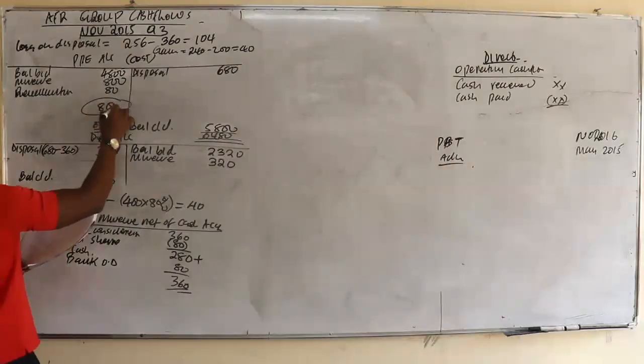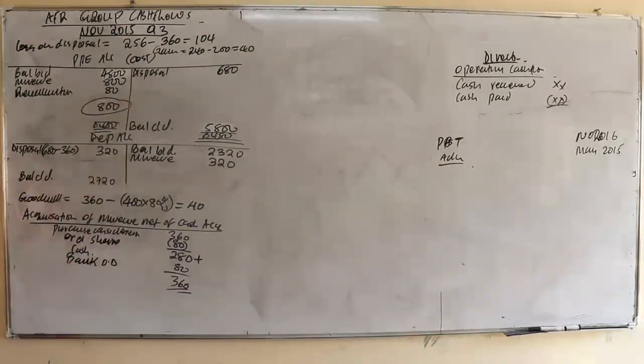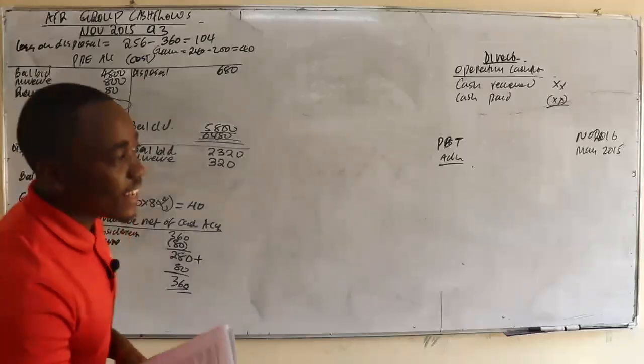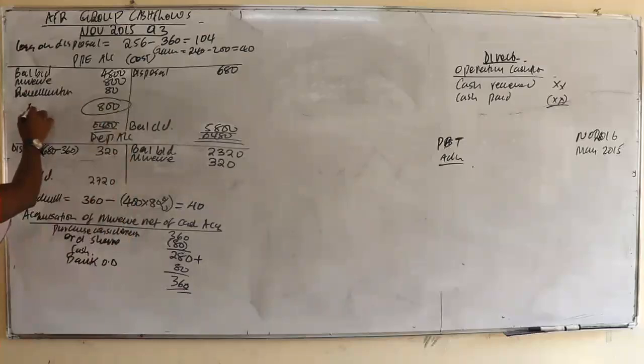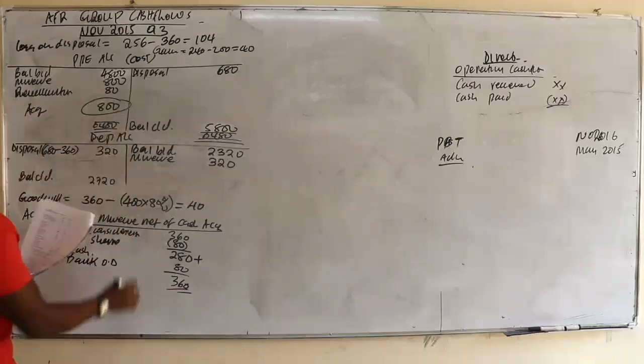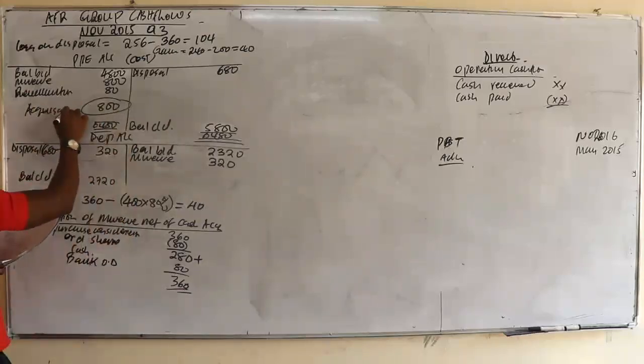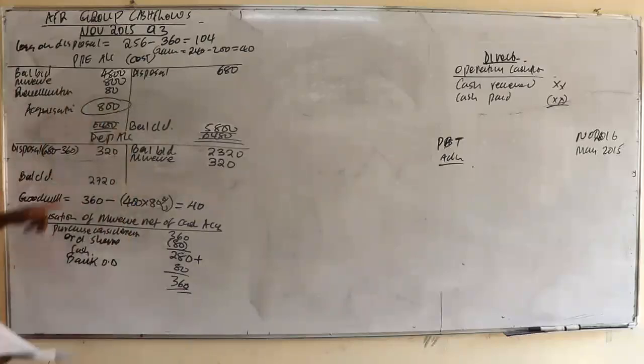800. It's on the debit side. If the asset is on the balance sheet on the debit side, that means there was an increase in PPE. What can make your PPE to increase? Good. Acquisition. Acquisition of the purchase. It's not devaluation because we have already captured the devaluation. Now let's go to depreciation.